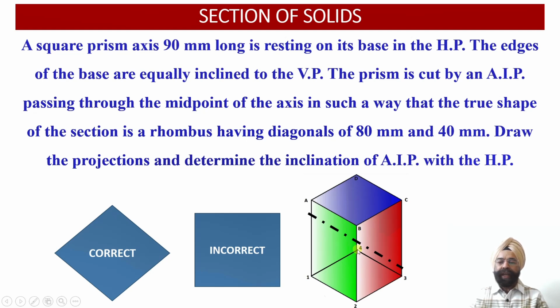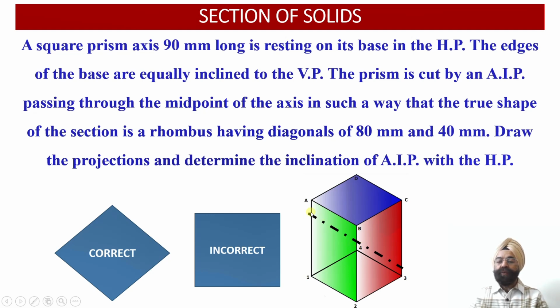So through the midpoint of the axis, the cutting plane or the auxiliary inclined plane should be passing. Now, in order to obtain the true shape of the cut section as the rhombus, the square prism should be intersected by the cutting plane at a minimum of 4 points over here. So one point will be on A1, another point will lie on B2, the third point will lie on C3, and the fourth point of intersection will lie on the vertical edge D4 over here.